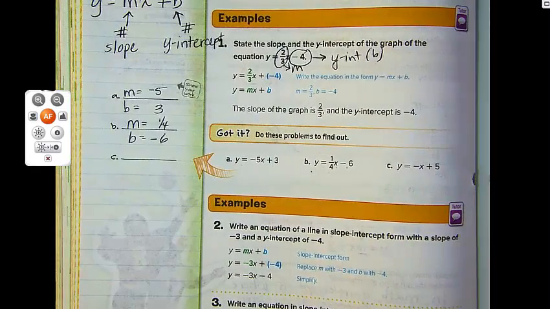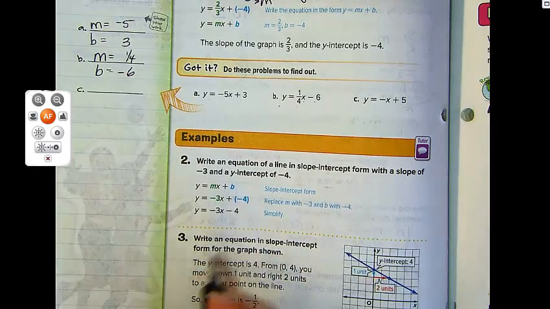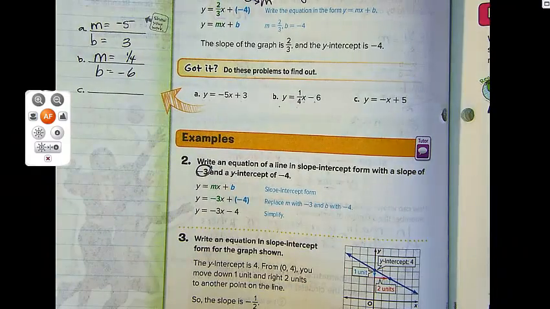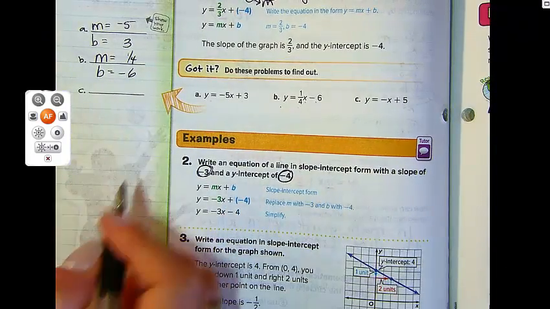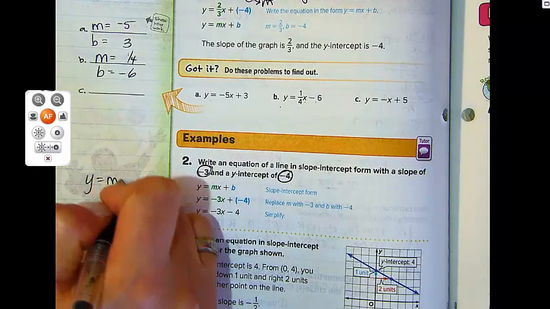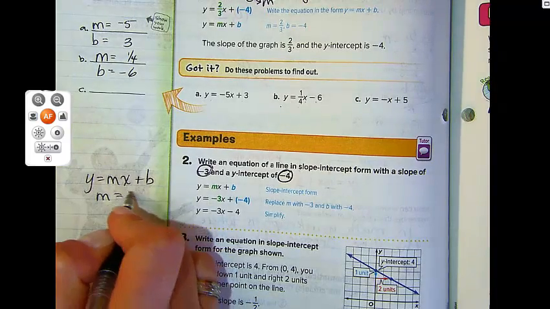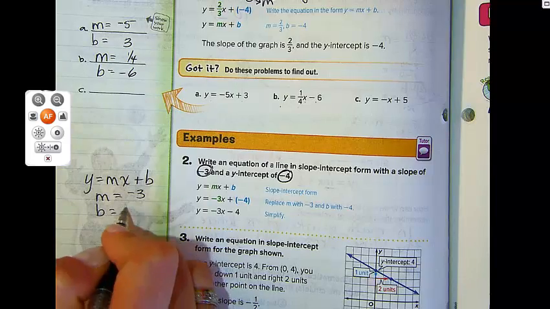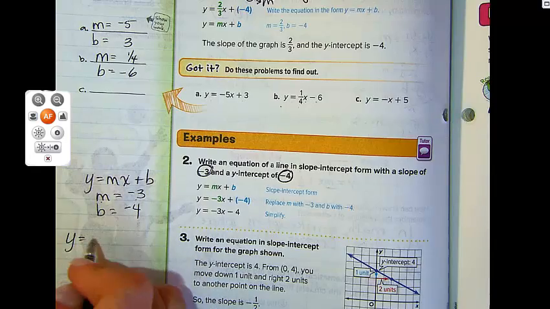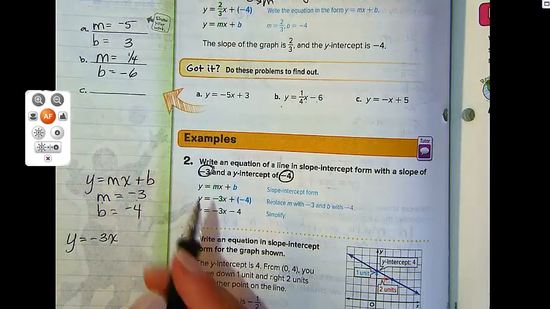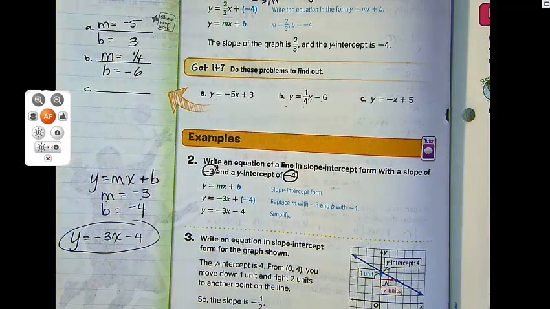All right, let's look down here at this example. Example number 2, it says write an equation of a line in slope-intercept form. It gives you the slope. There's my slope, slope of negative 3, and a y-intercept of negative 4. So in this equation, y equals mx plus b, it gives me my slope. My slope was a negative 3, and my y-intercept is a negative 4. So if I rewrite that, it's y equals, replace this m with negative 3, and the b is a negative 4. So here's what the equation would look like.